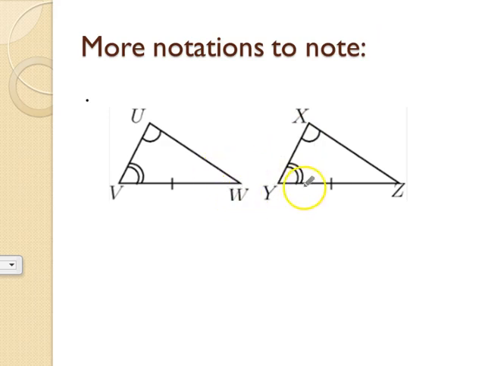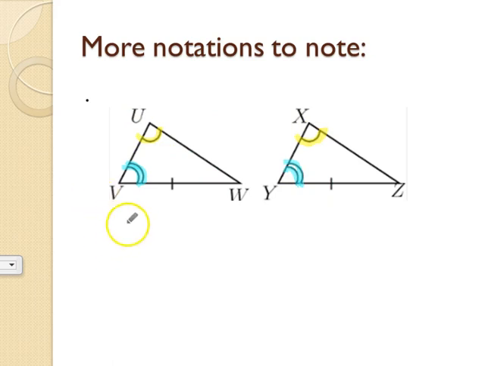We learned about notations for our side lengths, but we also have notations used for our angles. So look here, angle U on this triangle and angle X on this triangle have one arc. And then if we look, we see that angle V on this triangle has 2 arcs and angle Y on this triangle has 2 arcs. Well, if there's the same number of arcs on our angles, we know that those angles are congruent.